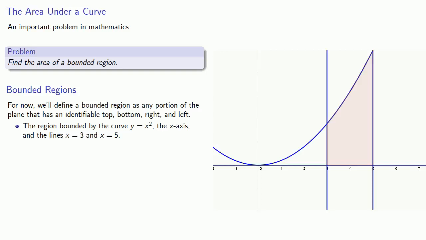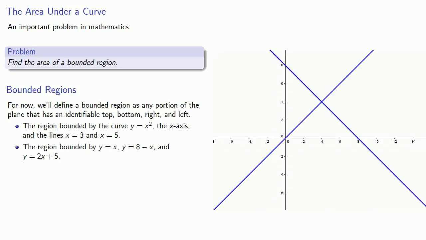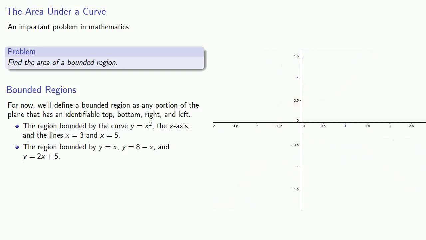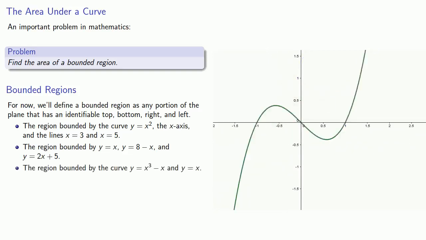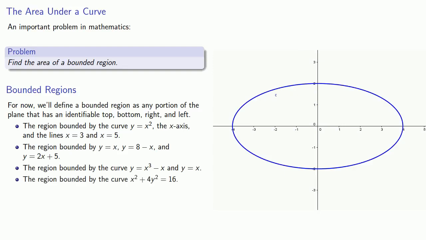However, it's not necessary that these all be curves. For example, we might have a region bounded by three curves: y equals x, y equals 8 minus x, and y equals 2x plus 5. Or we could have a region bounded by two curves: y equals x cubed minus x and y equals x. Or even a single curve can bound an entire region: x squared plus 4y squared equals 16.